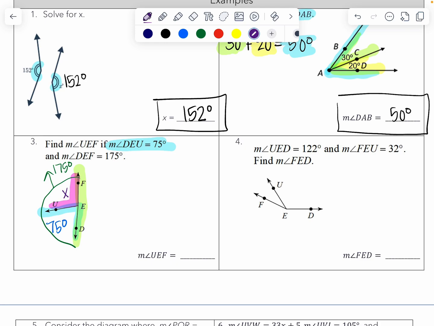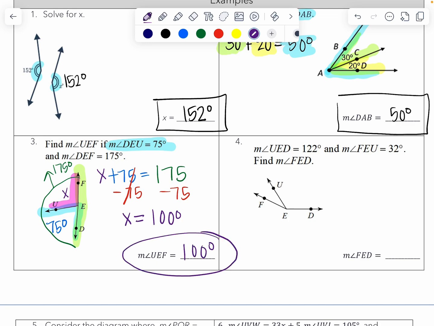So here, instead of adding, we would be subtracting. We know that one of our little angles plus the other little angle would be equal to the big angle. So if we set this up as an equation, the next thing we'd want to do is subtract that 75 from each side. Those would cancel. And we'd be saying that our unknown, or the angle that we wanted to find, was 100 degrees. So the measure of angle UEF is 100 degrees, and we would stop.